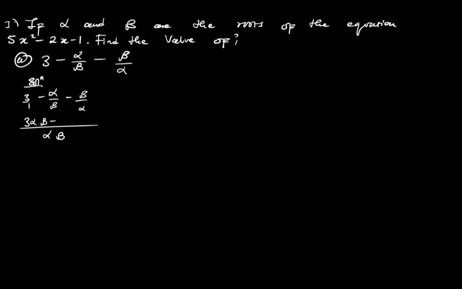Beta into alpha beta is alpha times beta, that's alpha squared. Then I maintain the sign. Then alpha into alpha beta is beta times beta, that will be beta squared. I hope we are up to date with this.